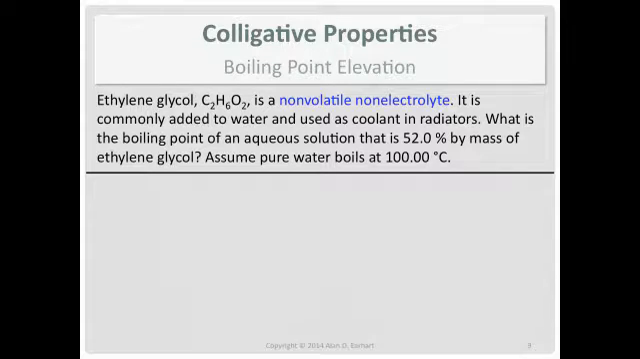Now, these two pieces of information: non-volatile, non-electrolyte. The non-volatile simply means we don't have to worry about the solute evaporating. And the non-electrolyte is important because that's all we're dealing with right now. Later on we will have to go back and modify our formulas for electrolytes. But a non-electrolyte means you put ethylene glycol in water and you have ethylene glycol. We're assuming it's not dissociating to any large degree into other particles.